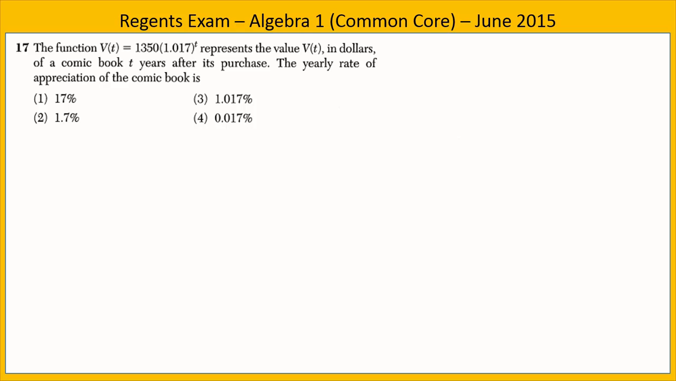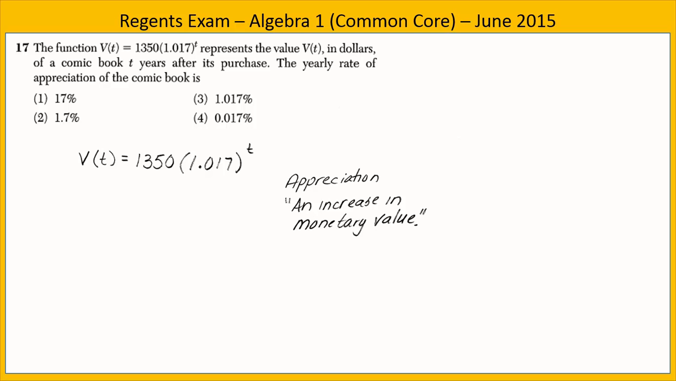In problem 17, we're told that the function given represents the value of a comic book T years after its purchase. They want to know what the yearly rate of appreciation is. Well, we're given a function, but we need to know what appreciation means. Appreciation is an increase in monetary value, and so they're looking for the rate of increase in the value of the comic book. The rate of increase is given by the multiplier, 1.017.